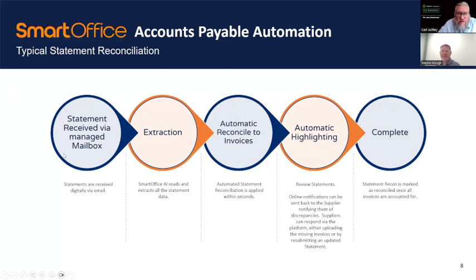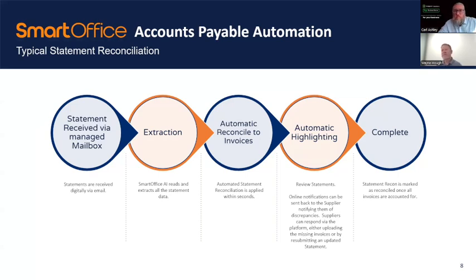So we would receive a statement digitally, would extract all the data off that statement, and we'd automatically reconcile the invoices on this statement back to the invoices that we've processed on the system. If there's anything missing, we highlight it for you on the screen. So as you open the statement on your screen, if there's 30 line items and 2 invoices are missing, those 2 invoices are automatically highlighted on the screen. All we do then is we give you a button, you click on that button, the system then will send a notification back to your supplier and say, hey, Mr.